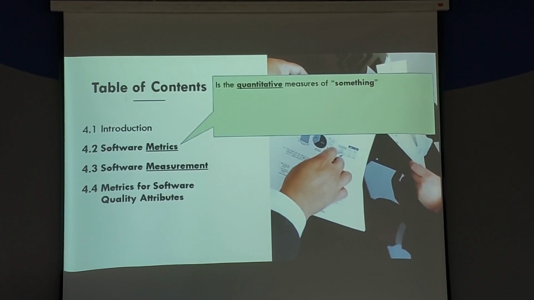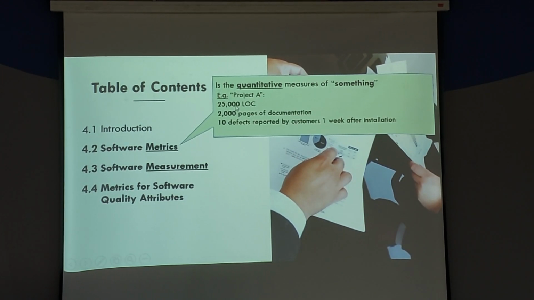Metrics is a quantitative measure of something. Example, project A: 25,000 lines of code, 2,000 pages of documentation, 10 defects reported by customers 1 week after installation. So these are quantitative measures of something. So something here is project A.